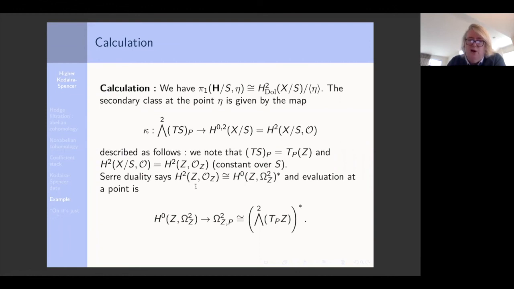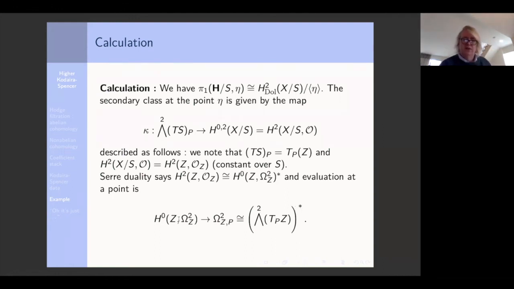And by Serre duality, H^2(Z, O_Z) is just the dual of H^0(Z, Ω^2_Z). And we have evaluation of forms at the point. So forms at the point evaluate. That gives you a map from H^0(Z, Ω^2_Z) into the second exterior power of the tangent space at Z, right? Because the tangent space is dual to Ω^1.